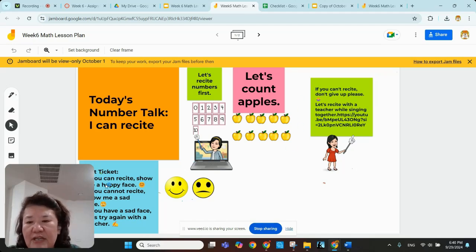After they finish, they will be given the exit ticket. One is a happy face, the other one is a sad face. If they have a happy face sticker, they will go to the next step to count more than 10 or recognize the number, if they are not able to recognize the number even though they recite all the numbers. And if they have a sad face, with the music, I will count number with them again.